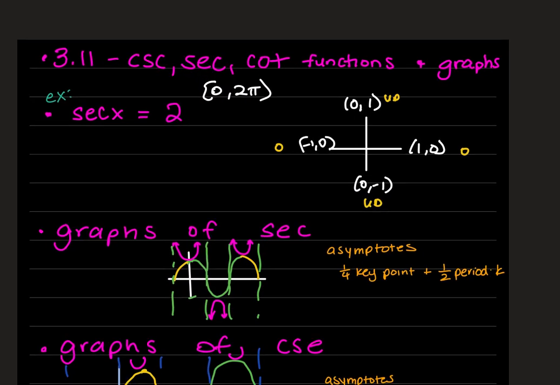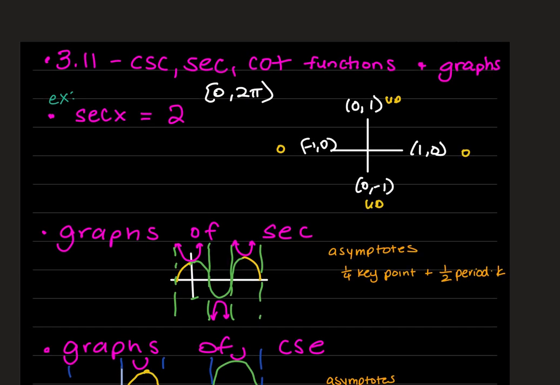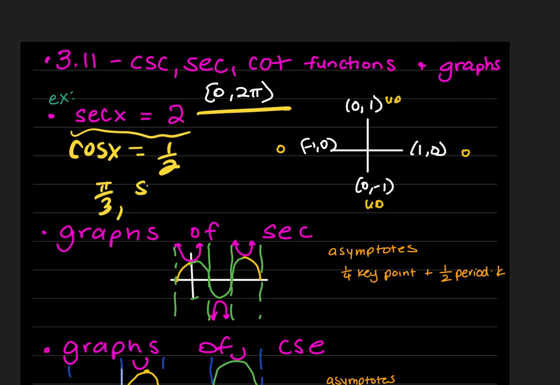Okay. Then came 311. Then 311 was the graphs and the secant, the cosecant, the cotangent functions just evaluating. So if it said something like secant of x equals 2, this means the cosine of x would equal 1/2. And then I'd give the answers. In this case, it says from 0 to 2 pi, in which cosine is 1/2, which would be what? Pi over 3 and 5 pi over 3. It's the same denominator.